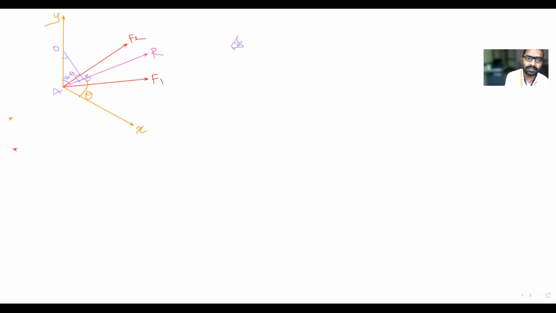So what is the sum of the interior angles of a triangle? 180. One of them is 90, so the other two together make 90. If this is 90 minus theta, then this is equal to theta. Is it correct? Wait, I will take a simple example. So this is a triangle.